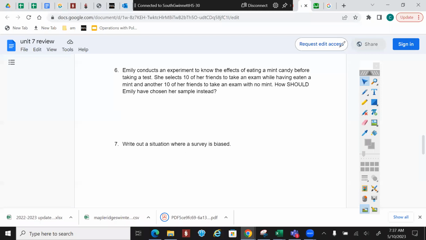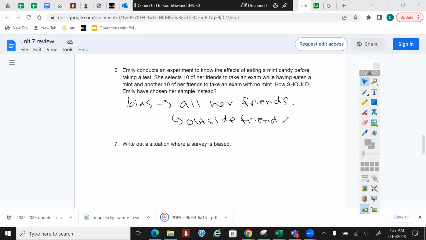And Emily conducts an experiment to know the effects of eating a mint candy before taking a test. She selects 10 of her friends to take an exam while having eaten a mint, another 10 of her friends to take an exam with no mint. How should Emily have chosen her sample instead? Well, there's definitely going to be some type of bias with the fact that they're all her friends. So she needs to pick people outside of her friend group and randomly select them.